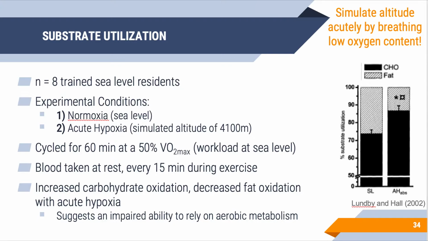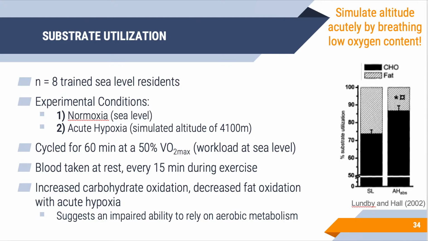And what they did was they took blood samples at rest and every 15 minutes during the exercise bout. What they found was that there was increased carbohydrate oxidation, a reduction in fat oxidation to match this with acute hypoxia. Really highlighting the point that there's an impairment in the ability to rely on aerobic metabolism as soon as we have this acute hypoxic exposure.